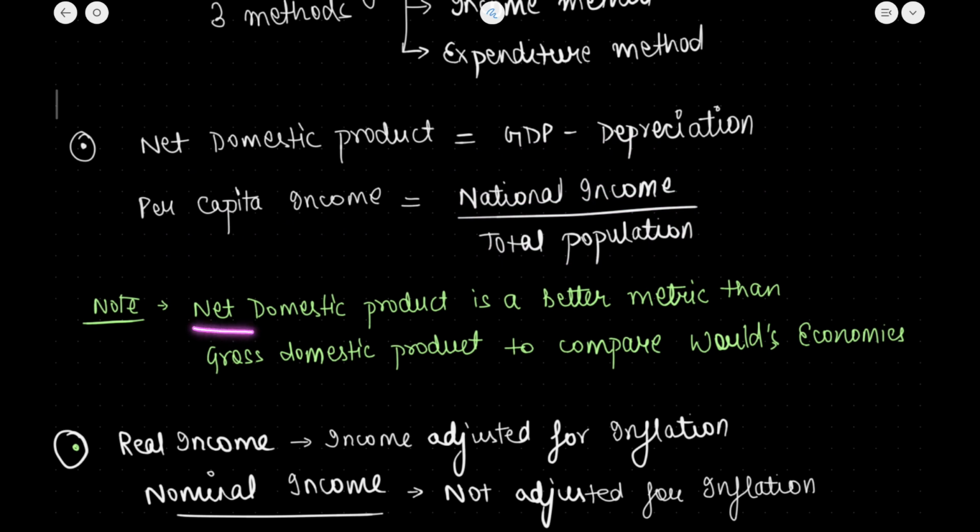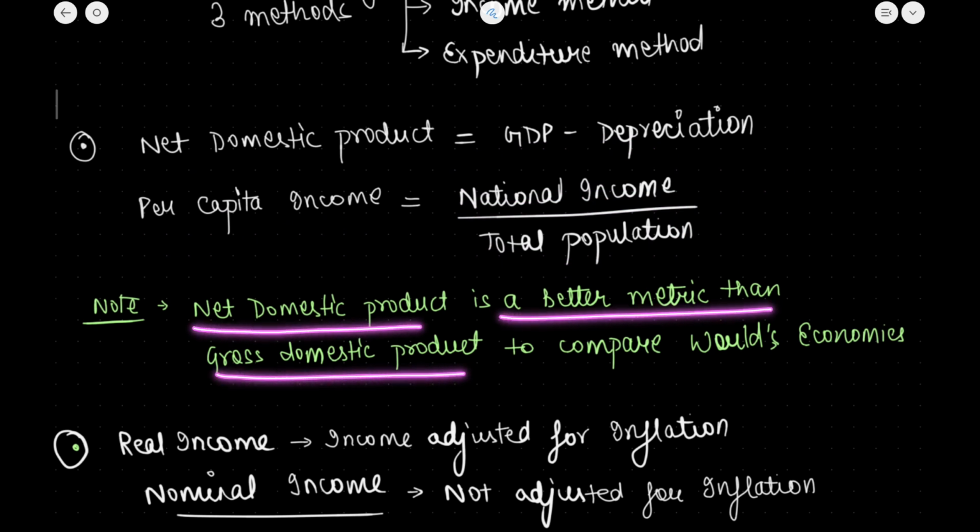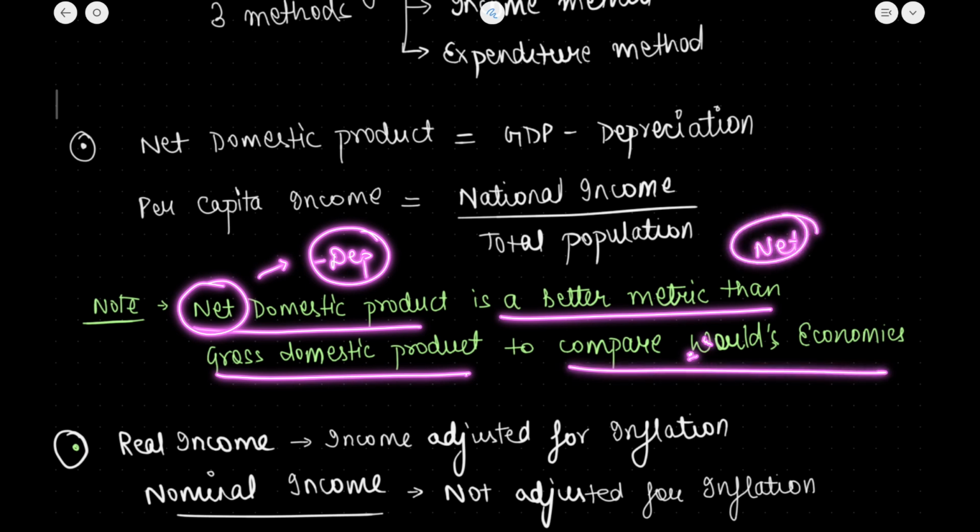Now, net domestic product is a better metric than gross domestic product. Why? Because net is derived when we subtract depreciation. So it is a better metric because the depreciation of all the countries has been accounted for in the net part, and it is better to compare the world economies through net domestic product.